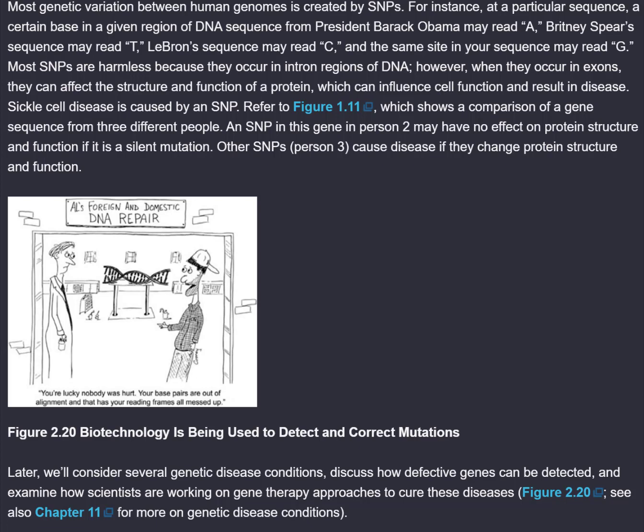However, when they occur in exons, they can affect the structure and function of a protein, which can influence cell function and result in disease. Sickle cell disease is caused by an SNP. Refer to Figure 1.11, which shows a comparison of a gene sequence from 3 different people. An SNP in this gene in person 2 may have no effect on protein structure and function if it is a silent mutation. Other SNPs, person 3, cause disease if they change protein structure and function.